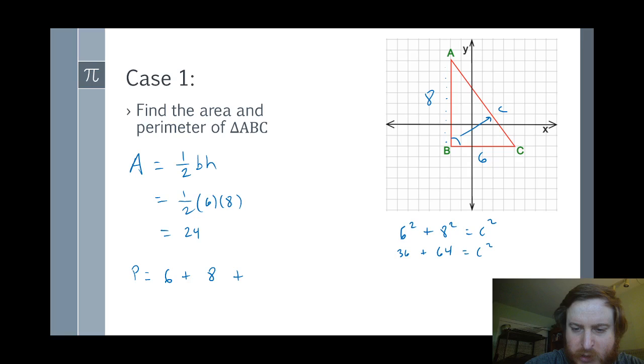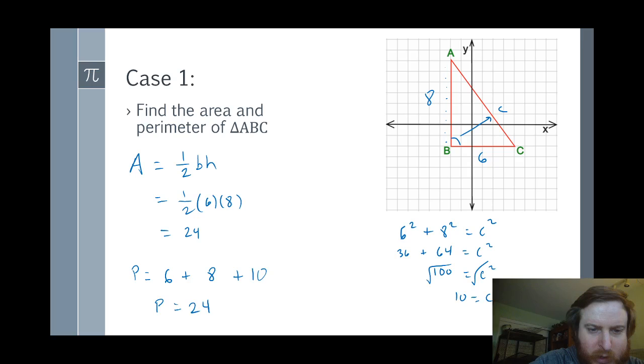And we get 24 as well. Now, if we needed units, we could say this is units squared, and this is just units. Right? On a coordinate plane, you just put units or units squared because this could be representing centimeters, inches, feet, we don't know. But we know these are in units squared and these are in units. So these are actually not the same. 24 units squared is not the same as 24 units.